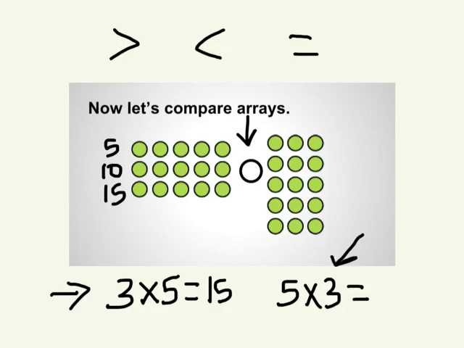Now I don't know about you, but I'm much better at counting by fives. So I'm going to count 5, 10, 15. So 5 rows of 3 or 3 rows of 5 equals 15. So both of these arrays are the same, so we will put the equal sign. All right, nice job.